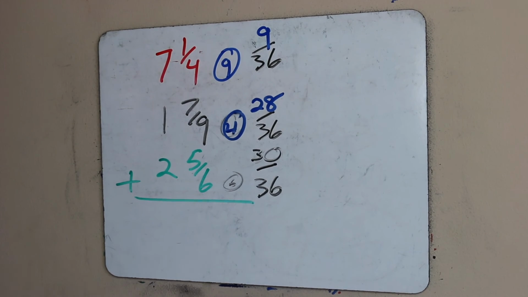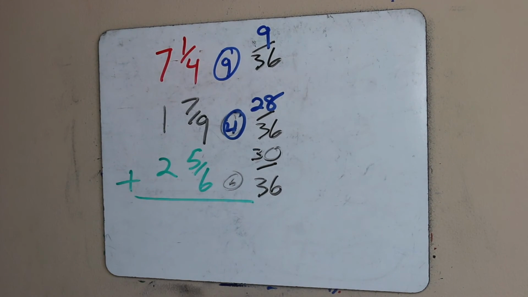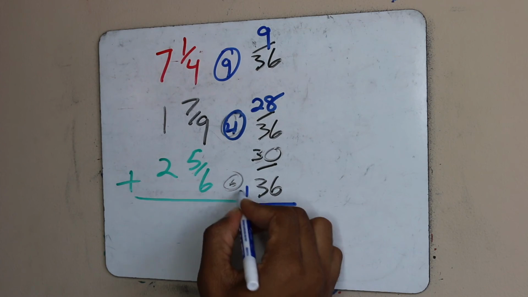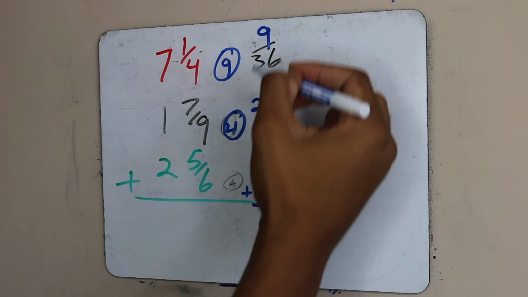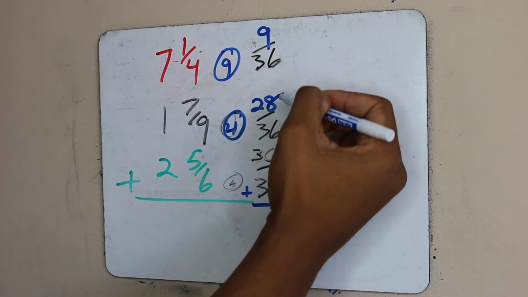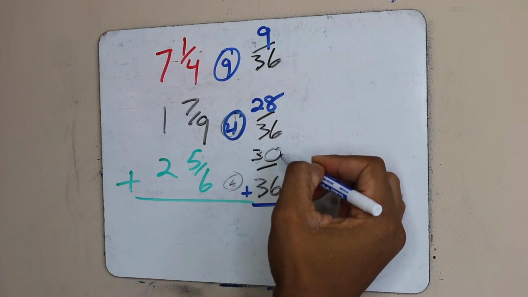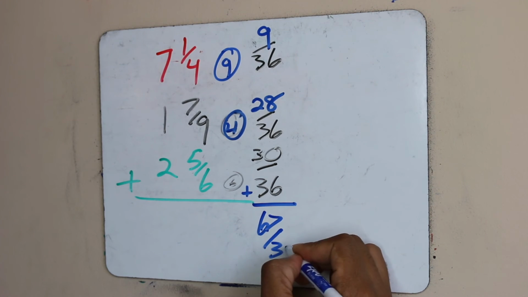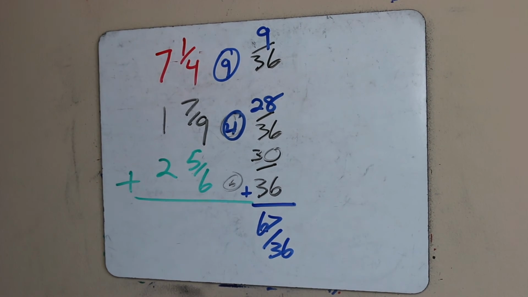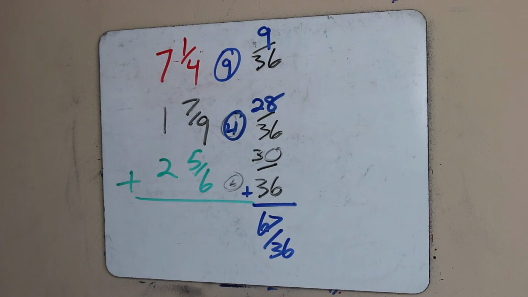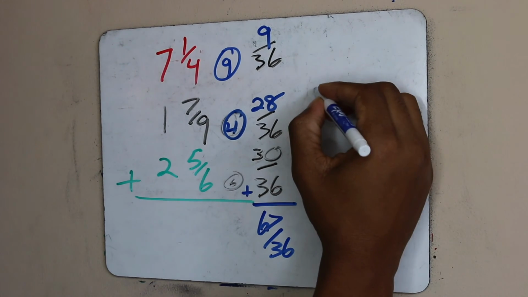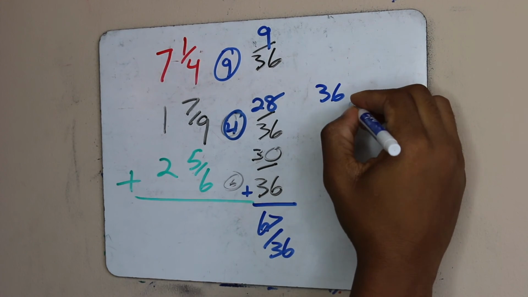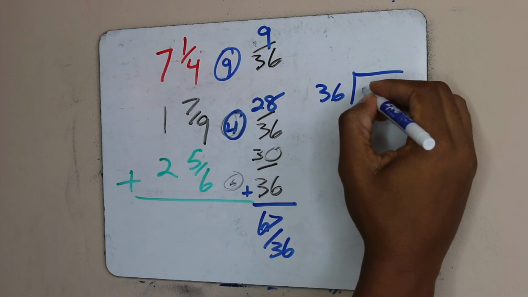Now remember, we're still adding. So let's add all this up. Okay. 9 plus 28 is 37. Plus 30 more is 67. So you have 67 over 36. But you are not done just yet. You have to turn this fraction back into a mixed number. So this is how you do that. You figure out how many 36s goes into that 67 at the top.